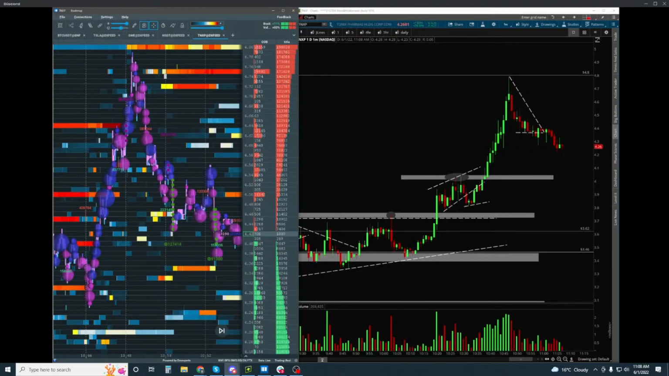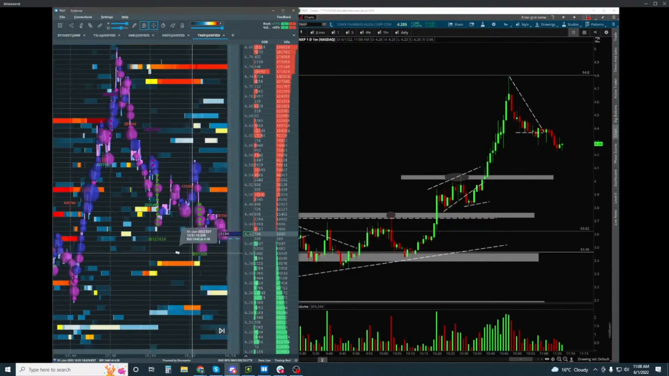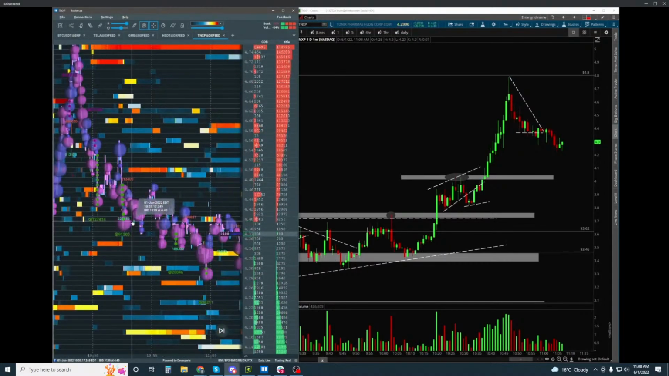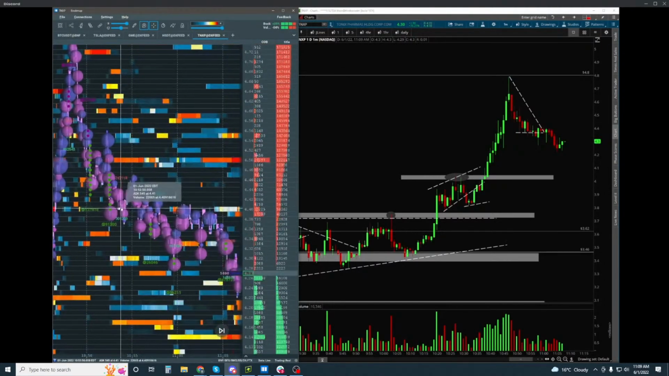It's a good tool. Just a couple notes on the sweeps. I mean, these are just incredible. 127,000 followed up, a few minutes later, with 92 or 91,000. I mean, they're just huge.